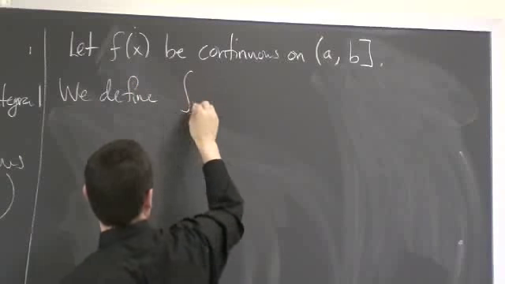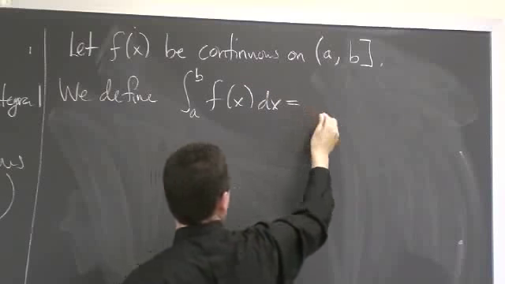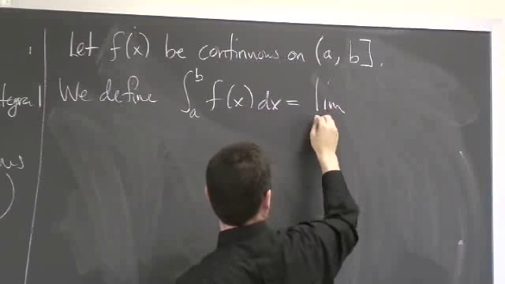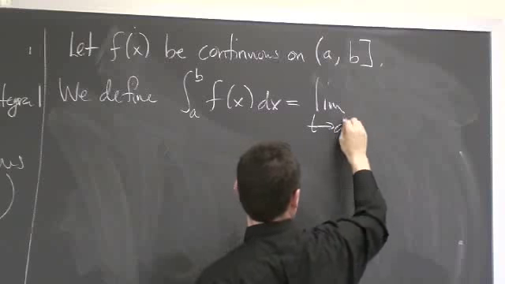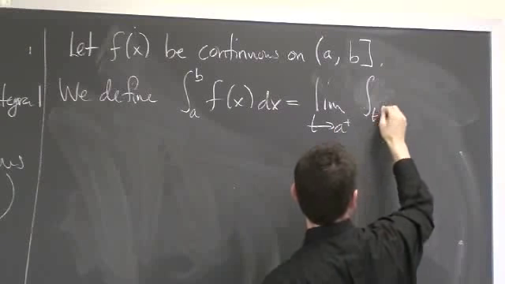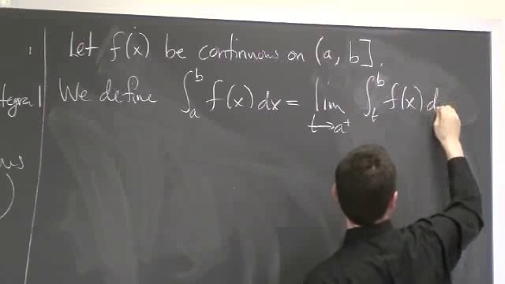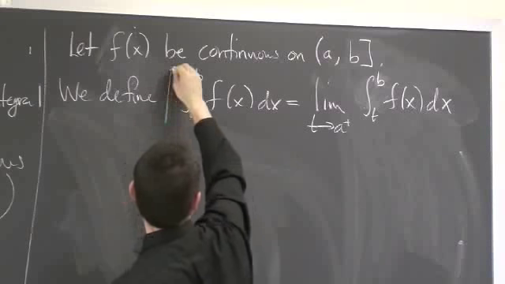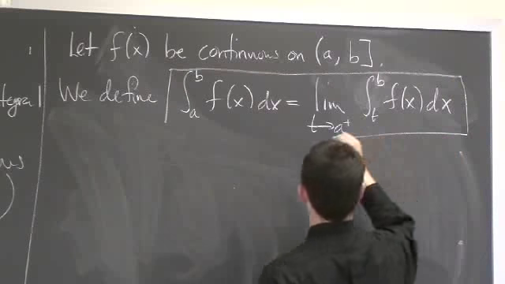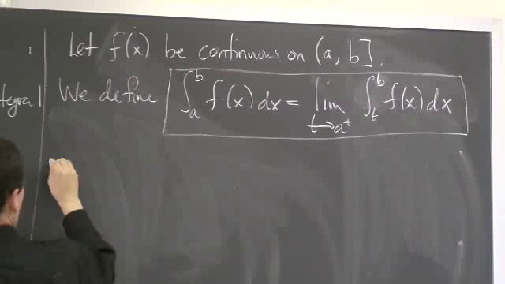We define the integral from a to b of f of x dx to equal the limit as t approaches a from the right of the integral from t to b of f of x dx. Okay, so that's our general definition, and that's how we handle a problem on the left side. Now, I'll just write it down, and you won't be surprised.